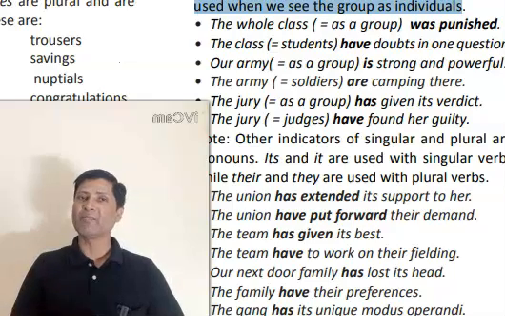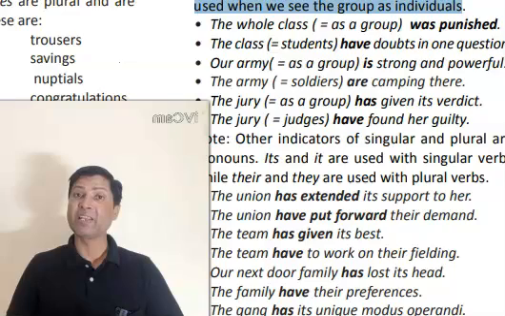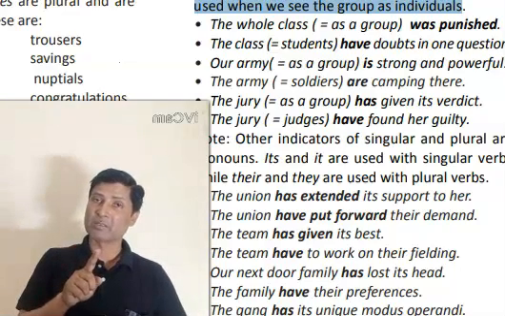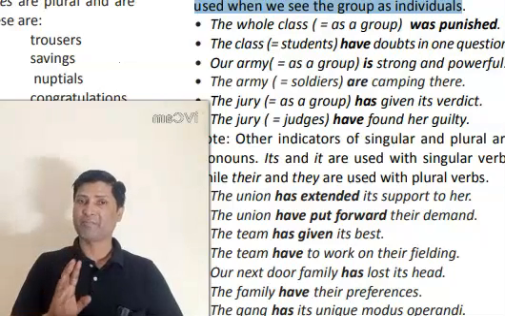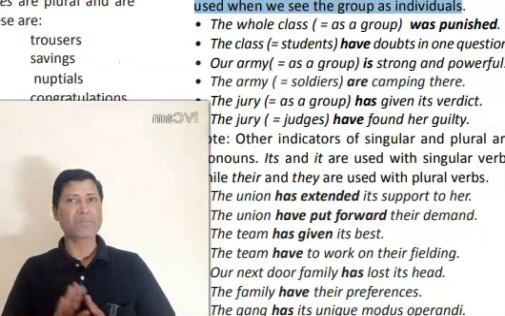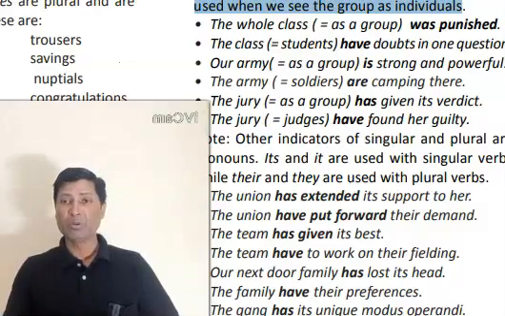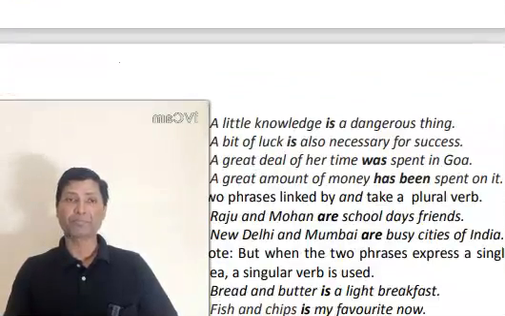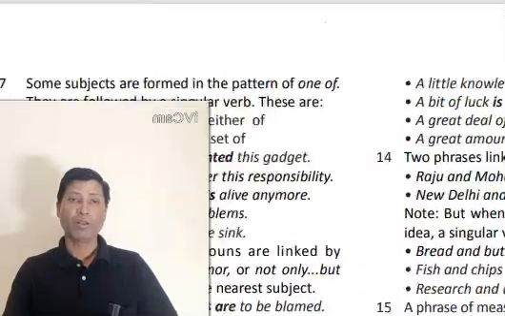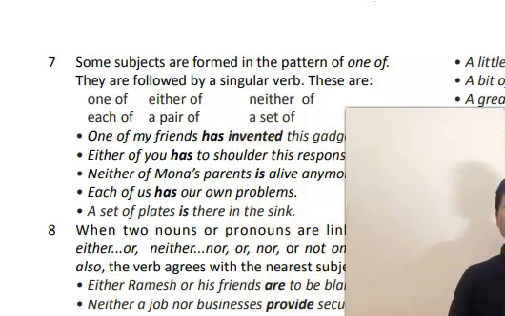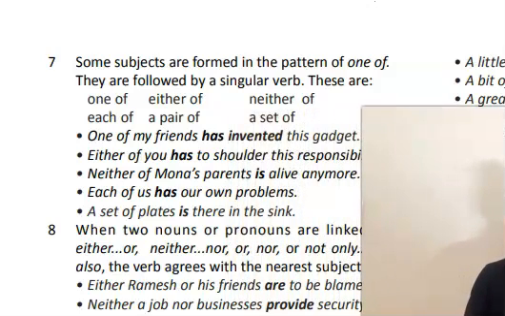But if we say the jury are divided in their opinions, here we are talking about judges as individuals. Hope the concept must have been clear by now. Now moving on to next rule. Rule number 7, very confusing and very important for you.